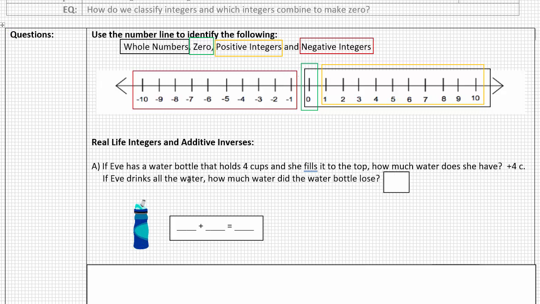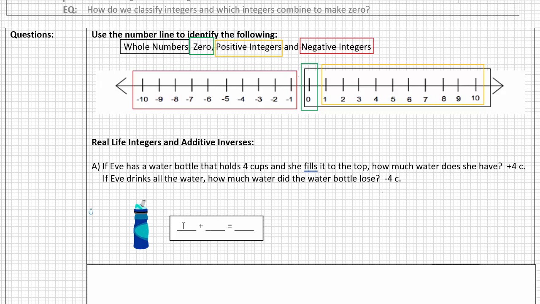if Eve drinks all the water, how much water did the water bottle lose? Well, it was filled to the top. She drank all of it, so it lost -4 cups. So it's a -4 cups loss. So just to recap, we filled it up with 4 cups, and then we combined with that the next step where it lost 4 cups, so plus a -4. So let's fill that in.